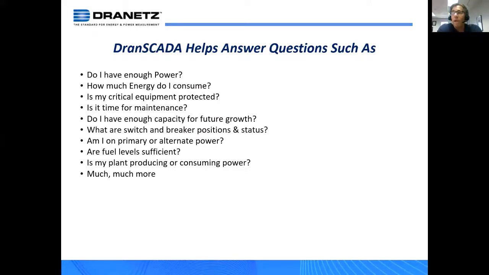And by the way, this does not have to be electrical energy. This can be any form of energy that's monitored. So gas, steam, water, other types of energy in parallel or in place of electrical energy that we traditionally talk about in a DranSCADA environment. So is your critical equipment protected? So you can monitor your UPSs and your PDUs and your switchgear around it to make sure that everything is working to your expectations. Is it time for maintenance?